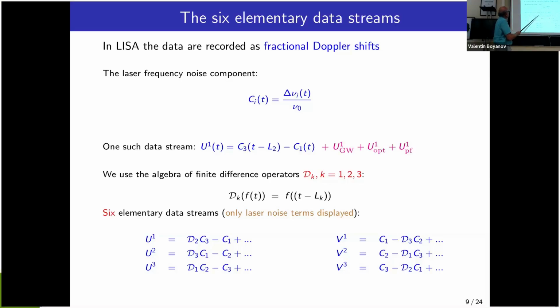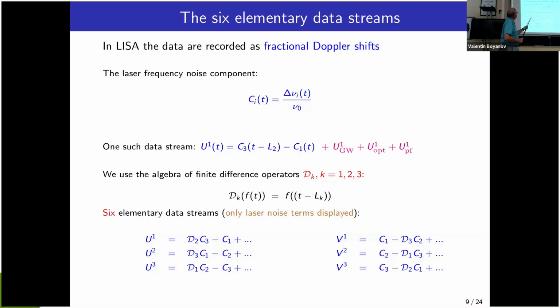So these are the things, and one such data stream can be written down like this. U1, for example, can be written down as C3(t minus L2) minus C1, plus there are extra things which are coming. But we're going to concentrate on the laser frequency noise. So these are the laser frequency noise terms, and that is what I'm interested in. Then we have gravitational wave signal, optical shot noise, acceleration noise, proof mass noise. But these are all small, so we have not bothered about that.